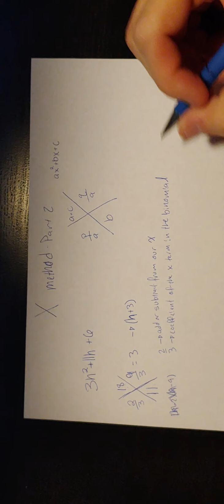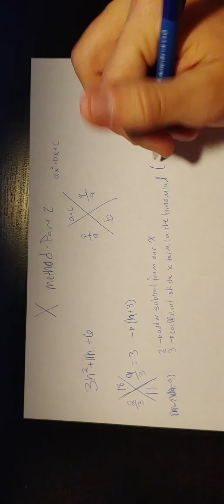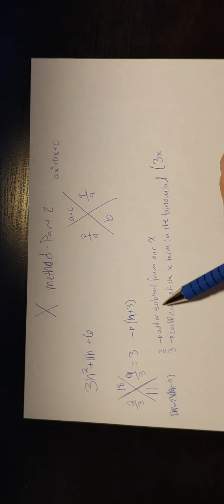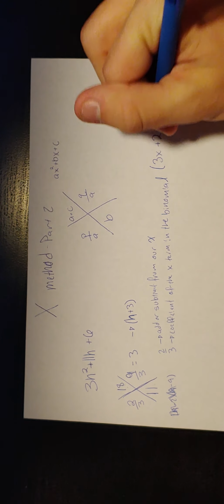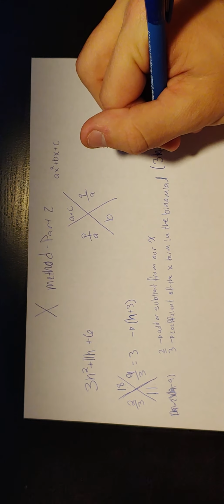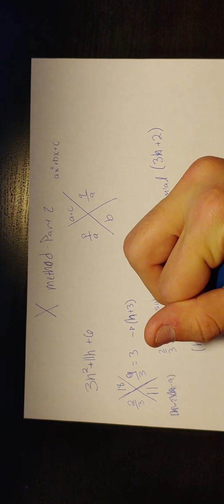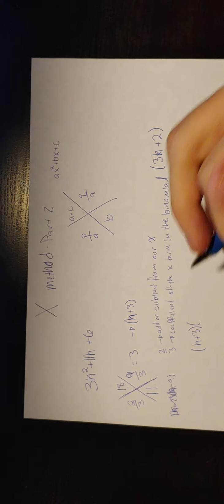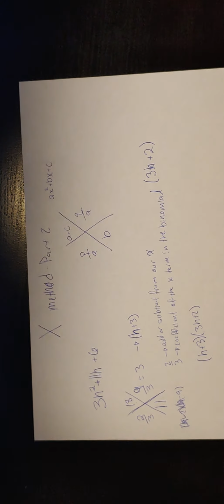So what is that going to look like? 3 is the coefficient of our x, so that means that's 3x, and then 2, because it's positive, is what we add or subtract from the 3x, so it's going to be plus 2. But of course, again, I made a mistake. It's supposed to be an h. So that means we have h plus 3 from up here, and now we have 3h plus 2. So that is what it looks like all factored out.